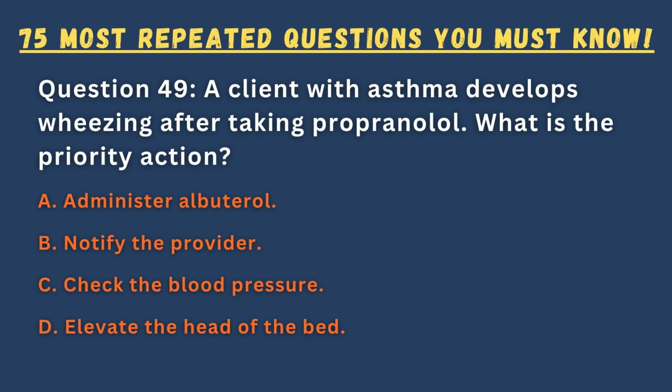Question 49. A client with asthma develops wheezing after taking propranolol. What is the priority action? A. Administer albuterol. B. Notify the provider. C. Check the blood pressure. D. Elevate the head of the bed.